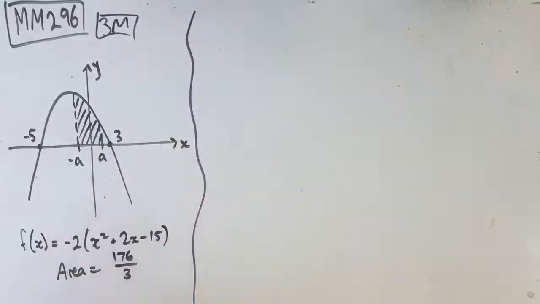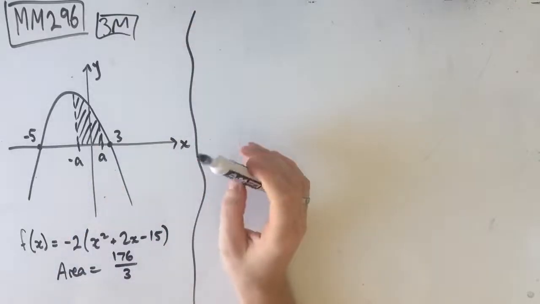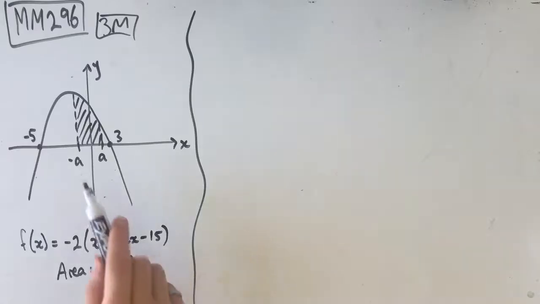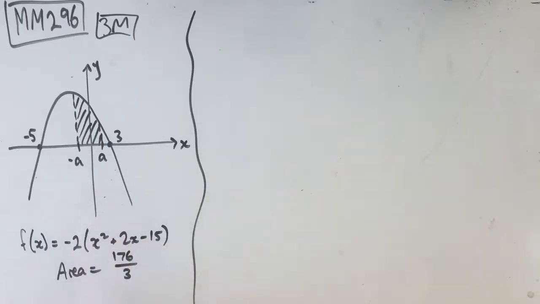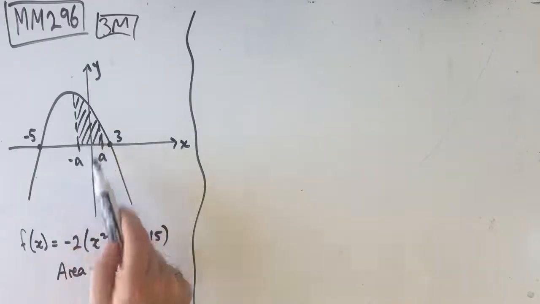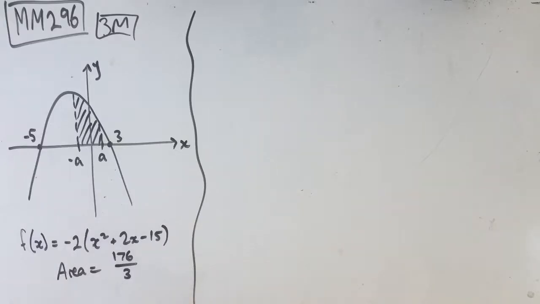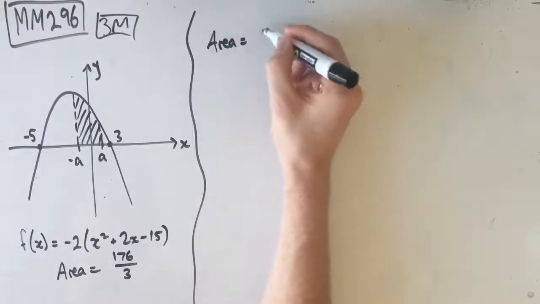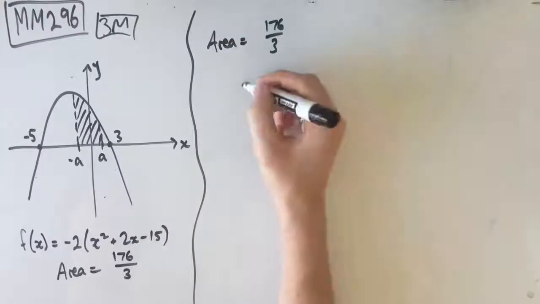Now this is a 3-mark question and it says part of the graph of the function f of x equals negative 2x squared plus 2x take 15 is shown here. If the shaded area is equal to 176 on 3 square units, find the value of a. Awesome. So our area from negative a to a is 176 on 3 and we're going to use that in our calculations. Alright, so first things first is, again, to recognize that the area is 176 on 3.